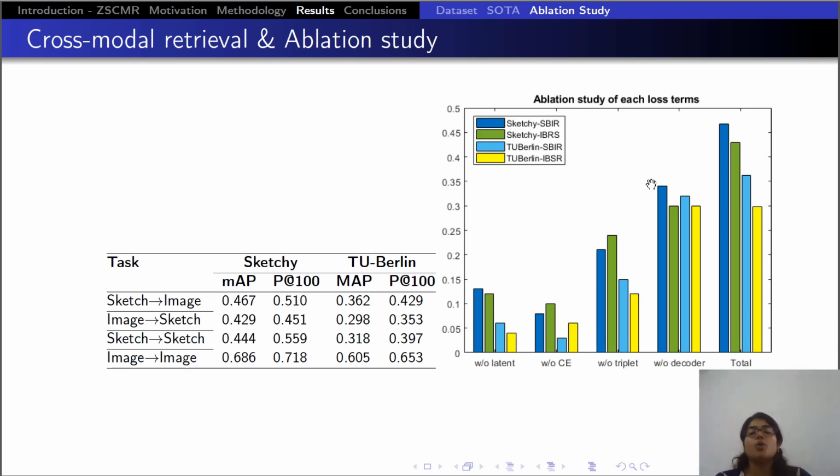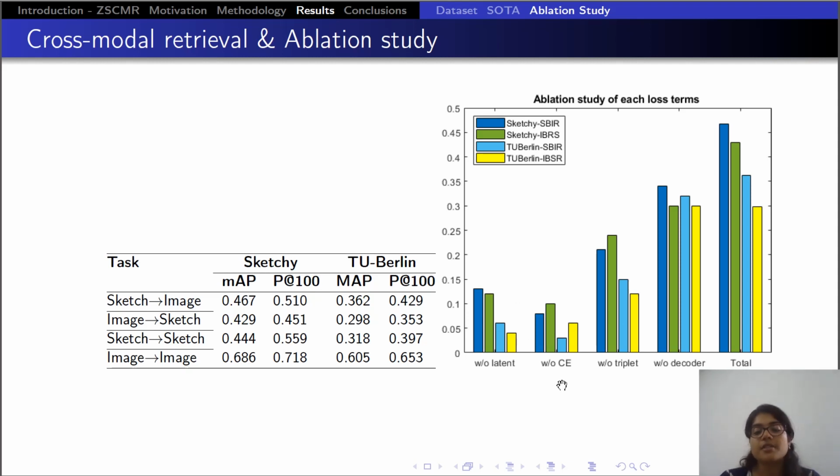Now, we perform an ablation study, wherein we add one by one each loss and see the effect of these losses. So basically, this is the total model. This is the total loss except the latent loss. We can see that the latent loss contributes a lot in bringing the modalities closer. Without the latent loss, the performance of our model falls down considerably.